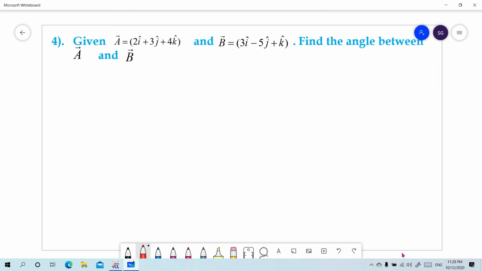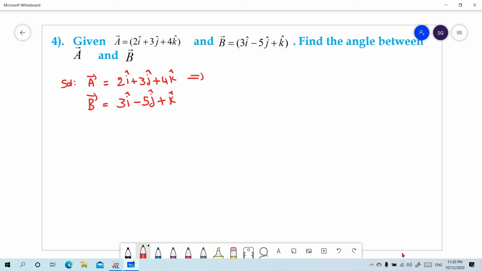Fourth one. Given a bar is equal to 2i cap plus 3j cap plus 4k cap, and b bar is equal to 3i cap minus 5j cap plus k cap, find the angle between a bar and b bar. You have to find the angle between the given vectors. So a bar is equal to 2i cap plus 3j cap plus 4k cap, and the given vector b bar is equal to 3i cap minus 5j cap plus k cap.